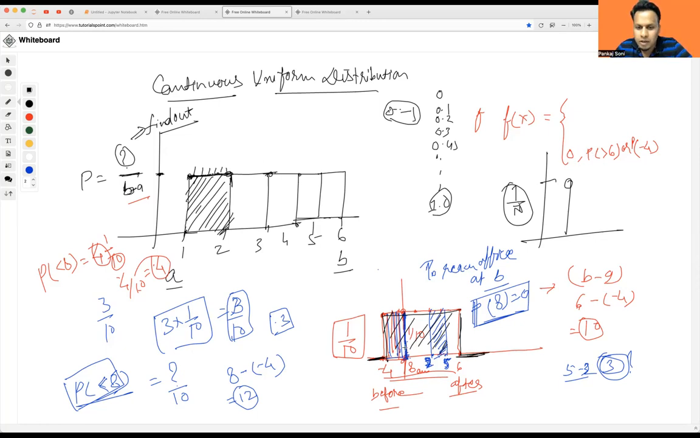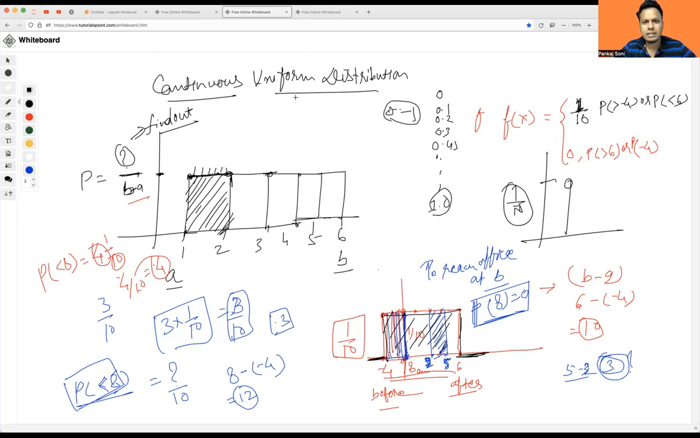So what is the probability of getting greater than -4 and less than 6, over the total number of units? In this case we have total number of units 6 minus -4, that will be 10, and whatever number of units there are, you multiply here. So 1 by 10, this is your probability. Okay guys, so that's about continuous uniform distribution.